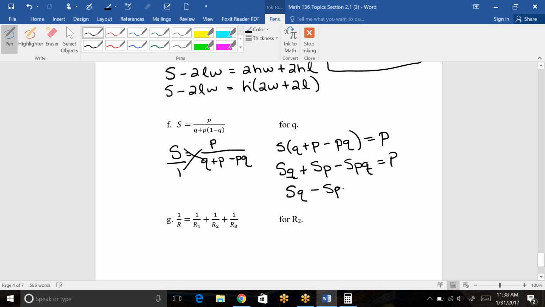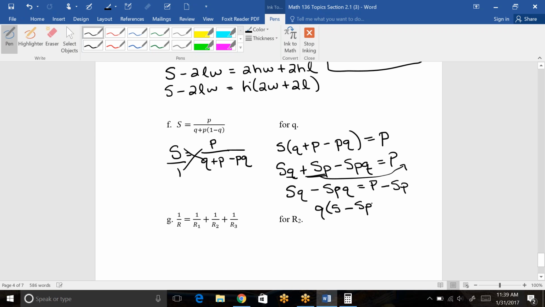So now all I have is the SQ and the SPQ on the left side, and on the right side I'll have P minus SP. Notice this one is the one I subtracted over to this side. And then I can pull a Q out of that pair that's on the left. So that would be S minus SP.